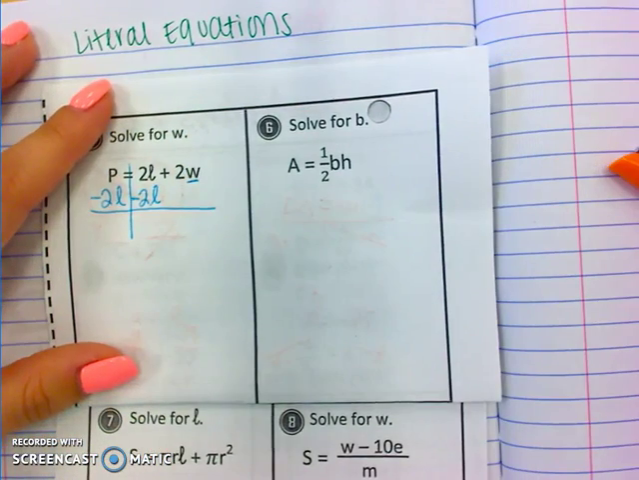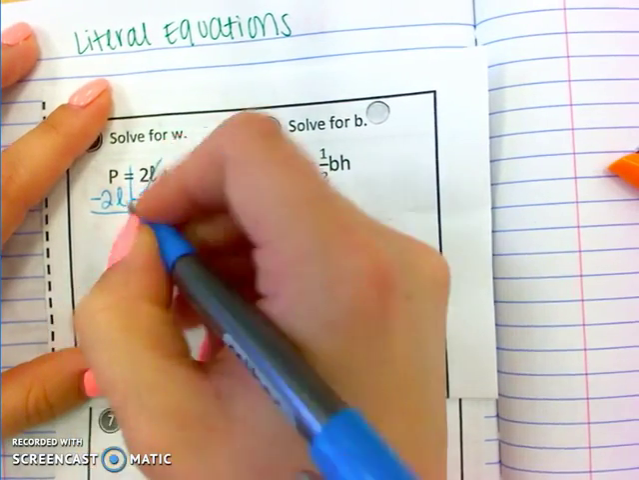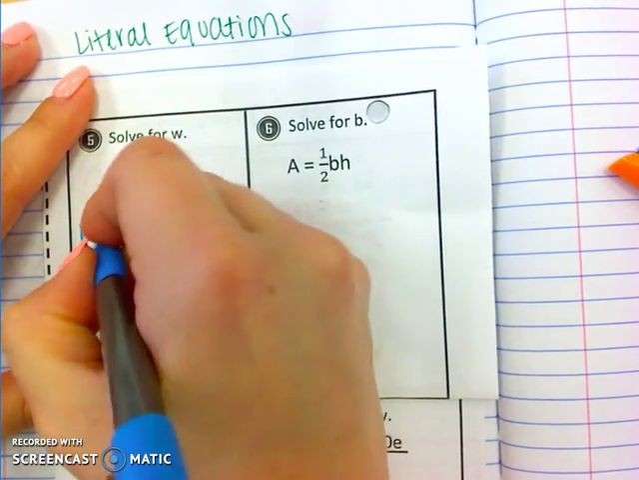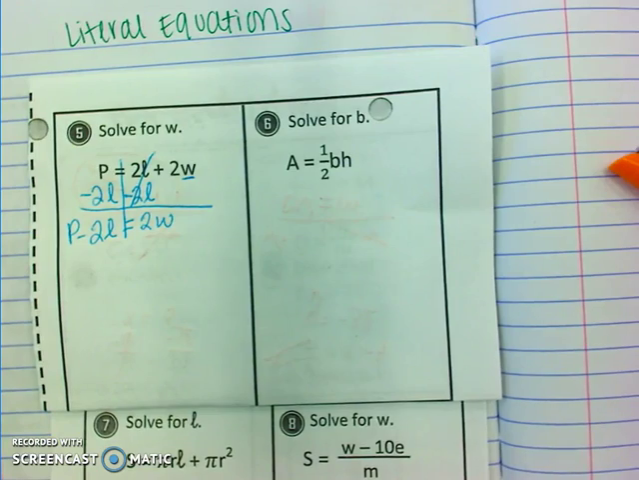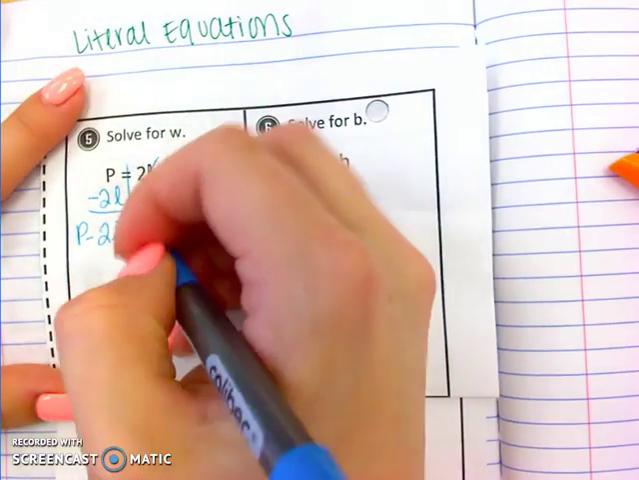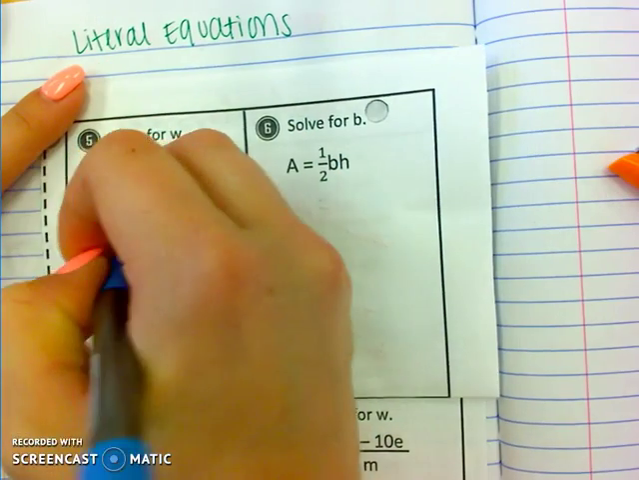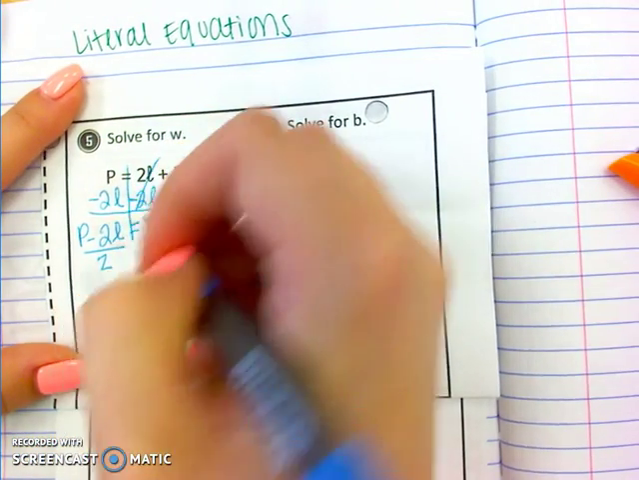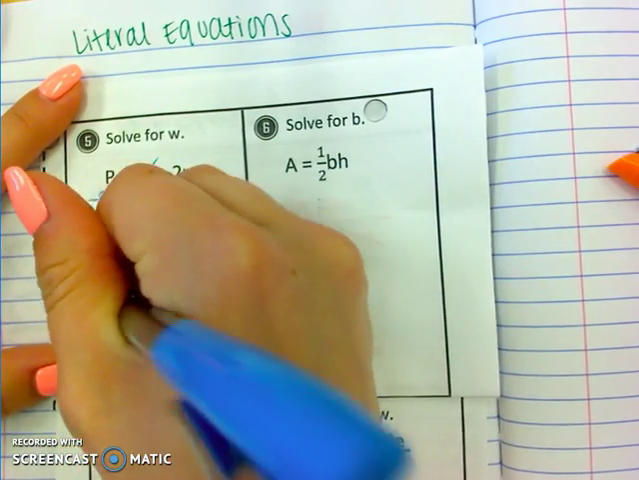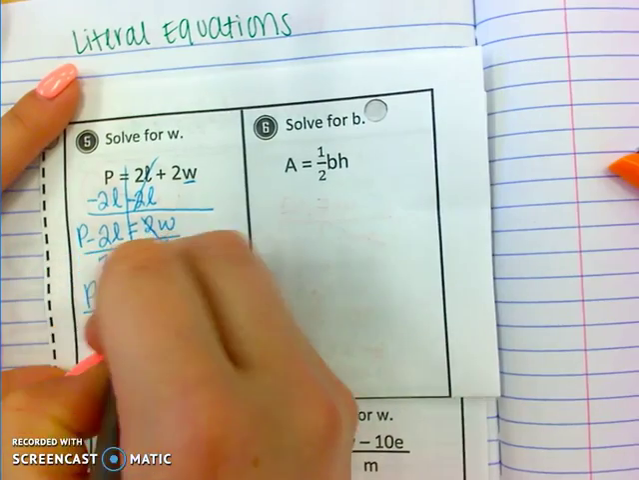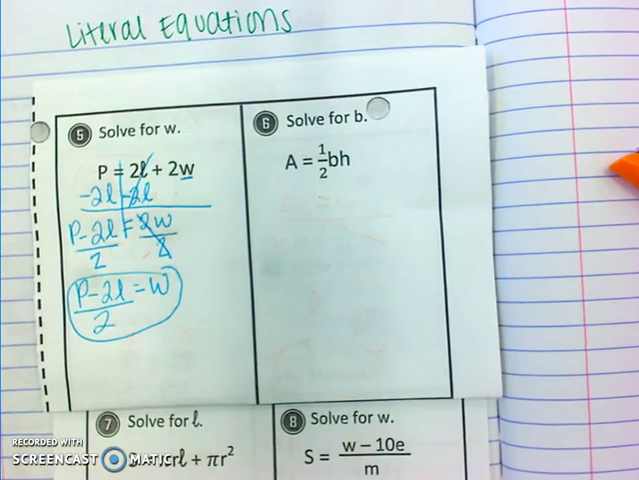Okay? So I have left 2W equals P minus 2L. Can't combine them, they're not like terms. Last step is to get rid of my best friend if I'm trying to be all alone. Divide by 2. I'm left with W equals P minus 2L over 2. Final answer.